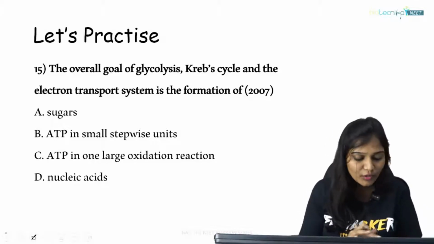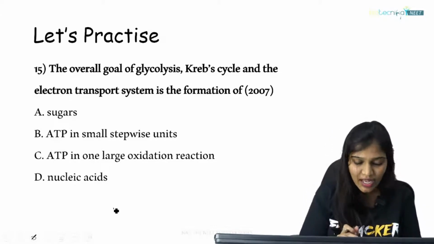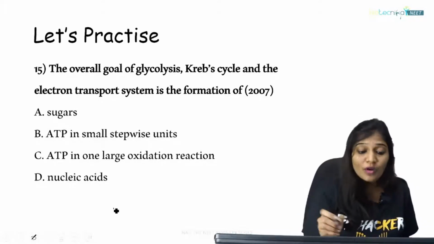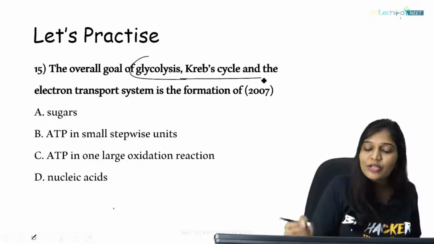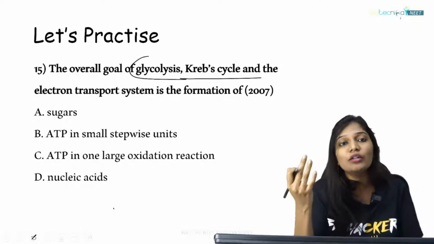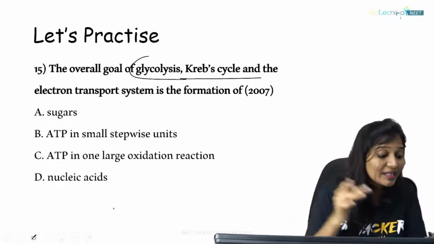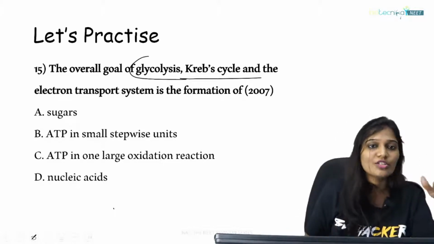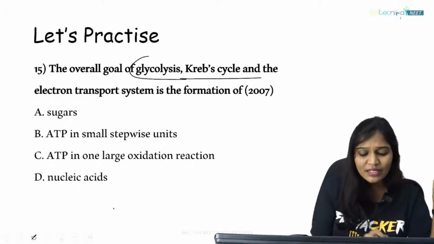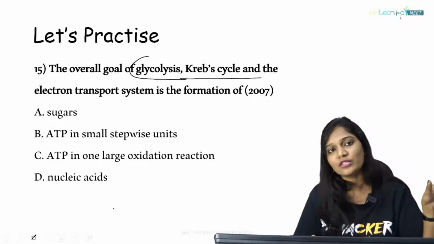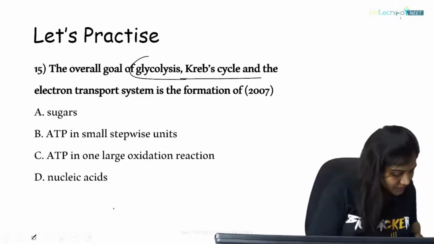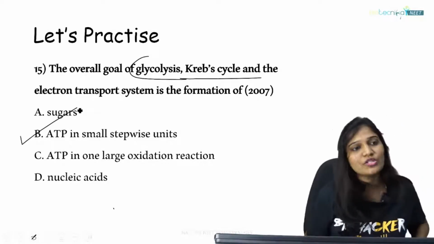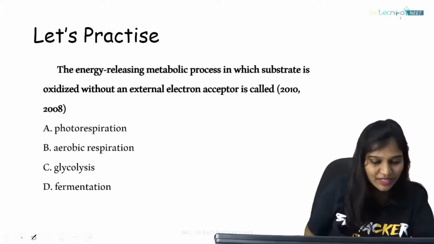The overall goal of glycolysis, Krebs cycle and electron transport chain is the formation of what? What's the purpose of converting all the glucose? We want to produce ATP molecules, but it is going to be a small step, so the option can be B or C. Just going for rejection of options: is it large oxidation or small step oxidation? It is always going to be a small step oxidation. So the answer is option B. Okay, you can try the next question.